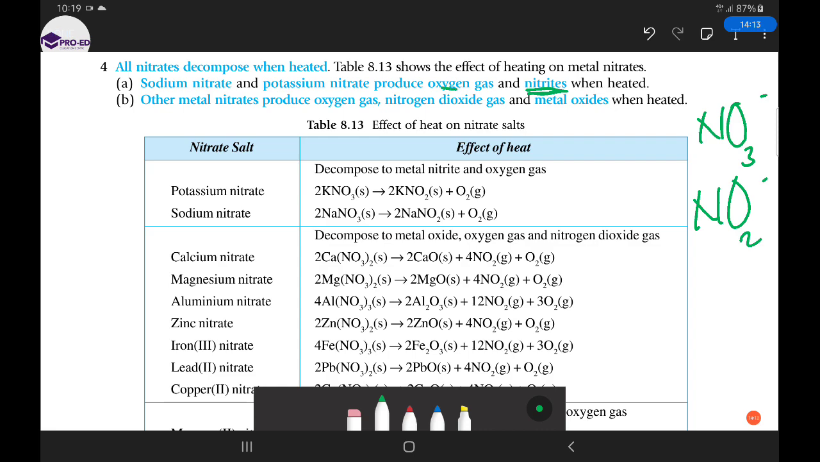And at the same time, it will produce what? Oxygen gas, right? Potassium nitrate will break down to potassium nitrite and produce oxygen gas. That's what they're telling you in A. So that's one group. Let's not go too fast.